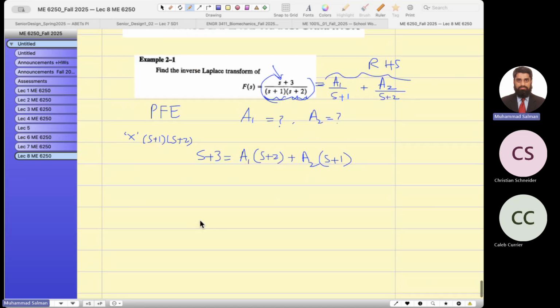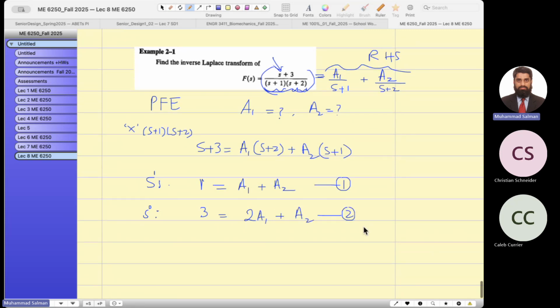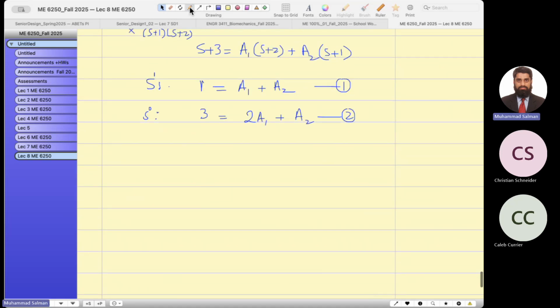And now compare the coefficient of s to the power 1. What is the coefficient on the left hand side? 1, so a1 plus a2, equation 1. Compare the coefficient of s to the power 0, which is the constant. Left hand side is, sorry, 3. It is 2a1 plus a2. So you have two equations, two unknowns. Can you find out a1 and a2?